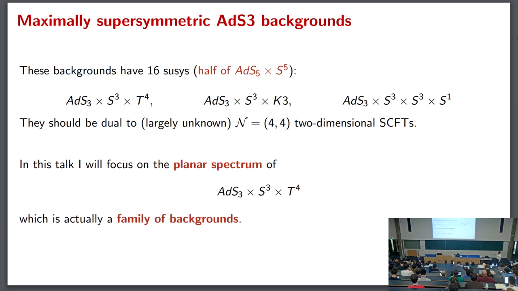Here I want to talk about the simplest of these theories, which is AdS3 × S3 × T4, which is already complicated enough. And I want to look at the simplest non-protected observable, perhaps, which is the planar spectrum. So the spectrum in the large N limit of whatever dual theory, or of the string theory on AdS3 × S3 × T4, even with 16 supersymmetries, is a family of backgrounds. There are a bunch of very interesting parameters that I'm going to discuss.